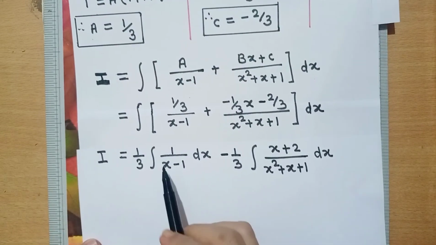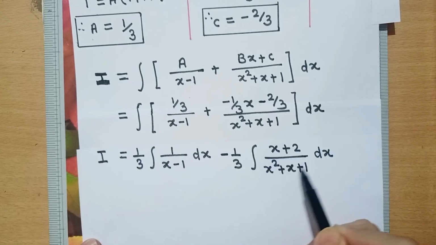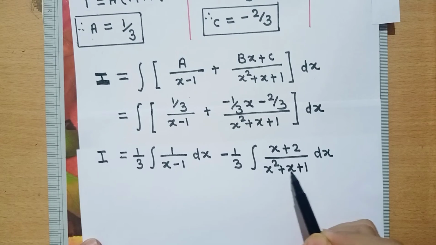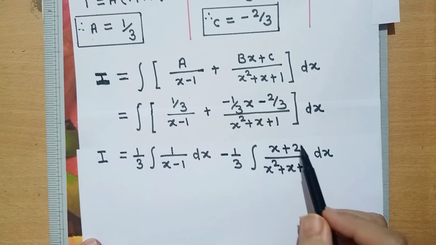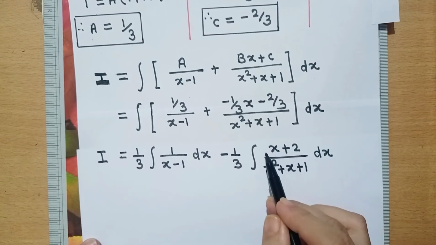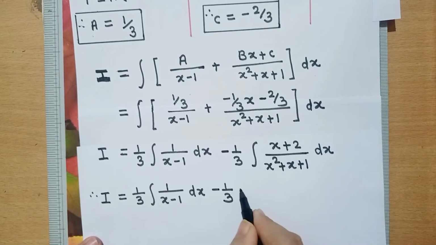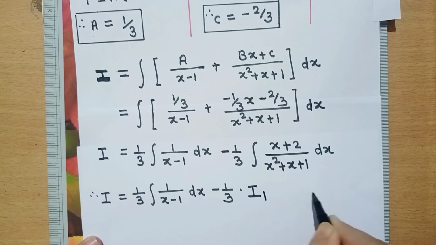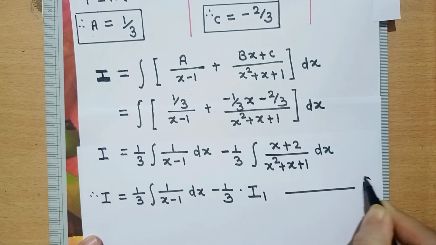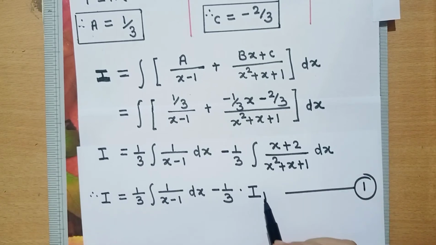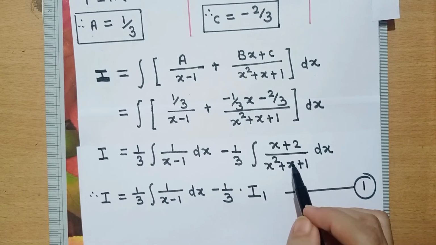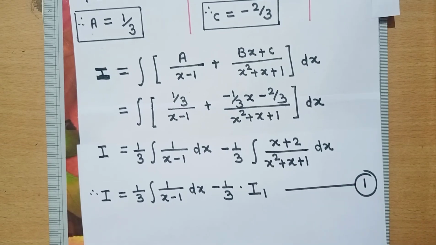Now look here, we know its answer, log of mod of x minus 1, but here this is in the form px plus q upon ax square plus bx plus c. So we have to solve again separately. So we will consider this integral as I1. Here I am writing I1 and say this is equation number 1, and we will solve I1 separately, and then again we will substitute in this equation.